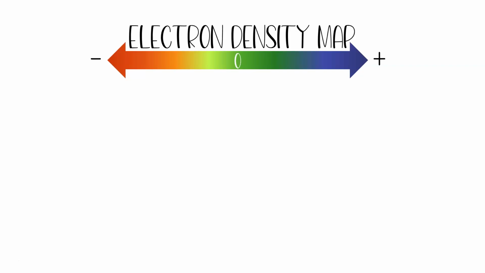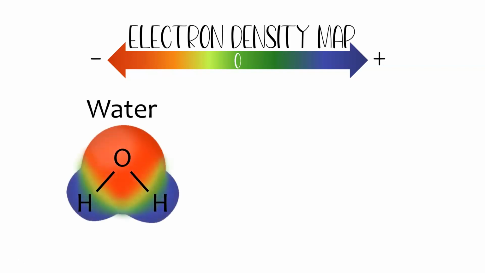The chemical formula of water is H2O, which means it's made up of 1 oxygen and 2 hydrogens. Oxygen pulls electrons more strongly, and hydrogens pull electrons more weakly. Therefore, the oxygen side of the molecule is more negative, and the hydrogen side is more positive. This type of unequal sharing of electrons is characteristic of a polar bond or molecule.